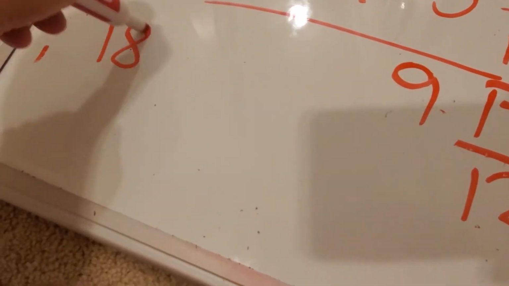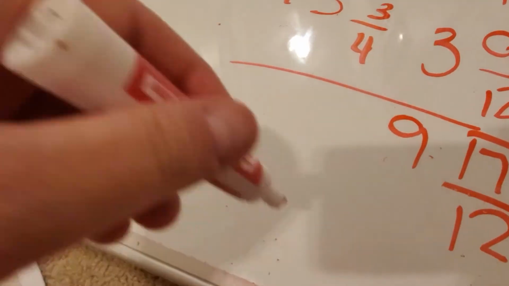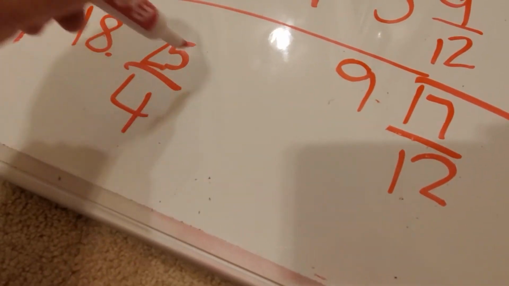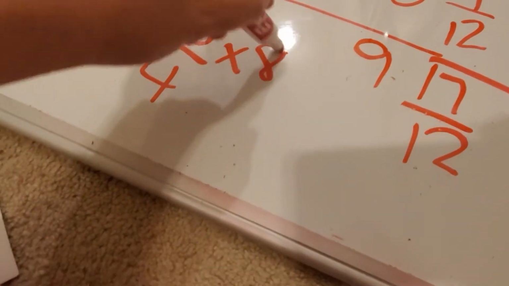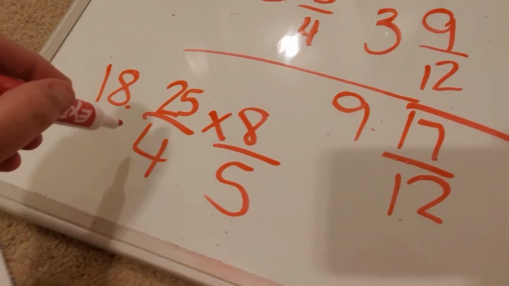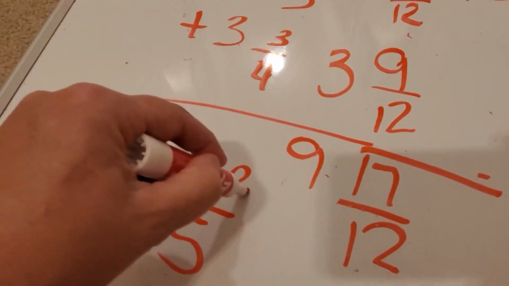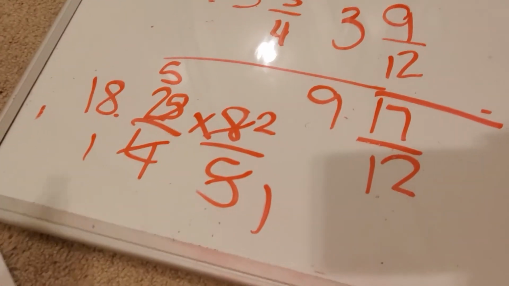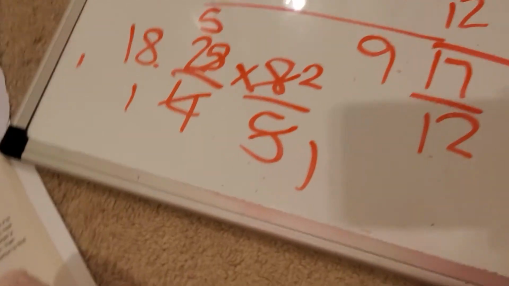Number 18. Make both of those improper. So that would be 25 fourths times 8 fifths. Okay? I'm going to cancel out where I can. So, multiply it out. You will get your answer.